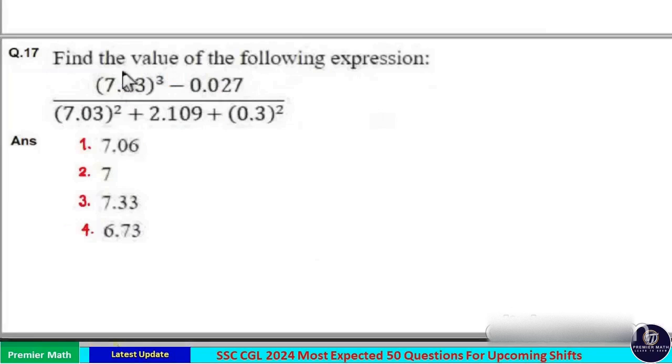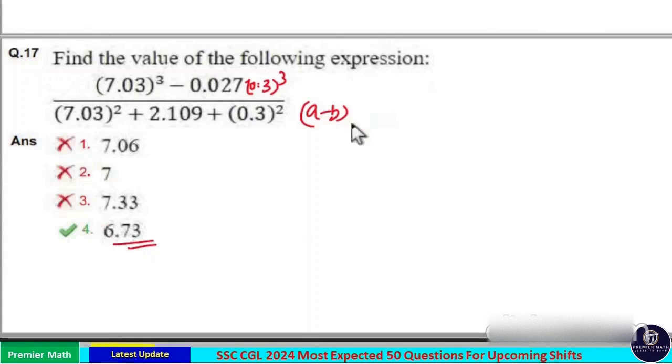1 plus sec theta plus tan theta. Find the value of the following expression. Here this is in the form of a cube minus b cube divided by a square plus ab plus b square. That is, a minus b is missing. A minus b means here 7.03 minus 0.3, whole cube. So 7.03 minus 0.3 is less than 7. Less than 7, here the only answer is 6.73. So option 4 is your answer.